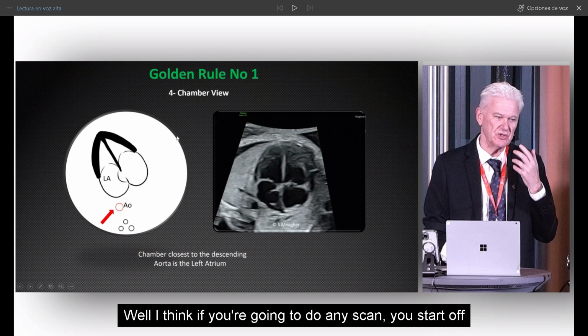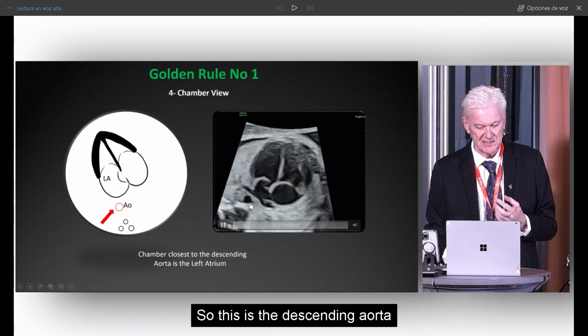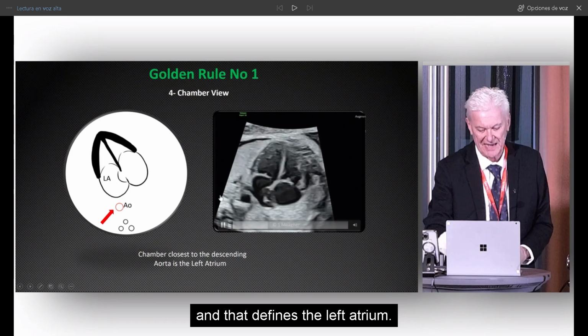Well, I think if you're going to do any scan, you start off by looking at the descending aorta. So this is the descending aorta, and that defines the left atrium.